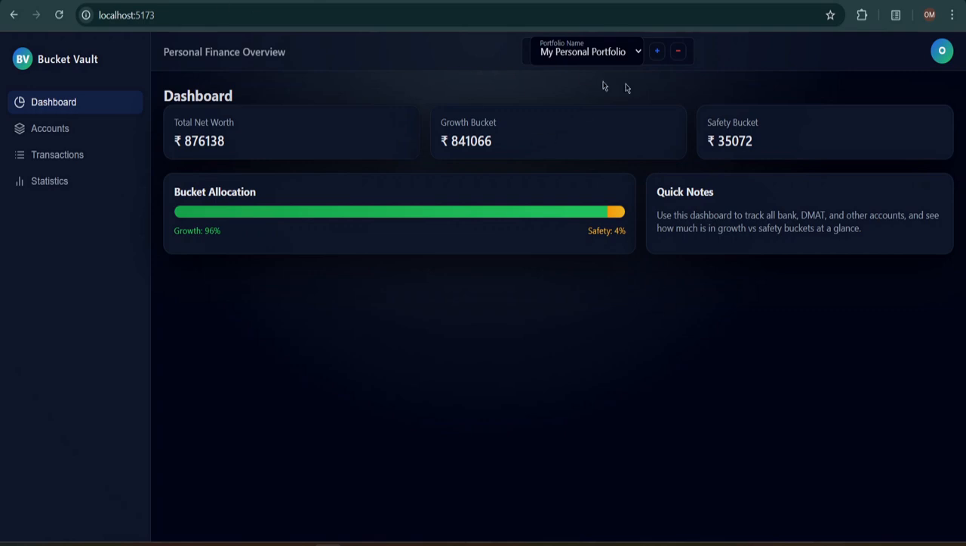So we are here. You can see that my total net worth shows around 8,76,000, out of which my growth bucket is 8,41,000 and my safety bucket is just 35,000. That is in my bank account, and these are all investments that I consider to be in my growth bucket. So my bucket allocation is 96% in my growth bucket, and only 4% in the safety bucket. So you can see that this is a kind of aggressive portfolio.